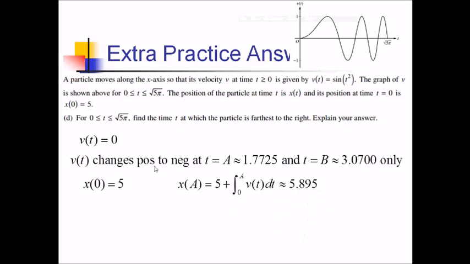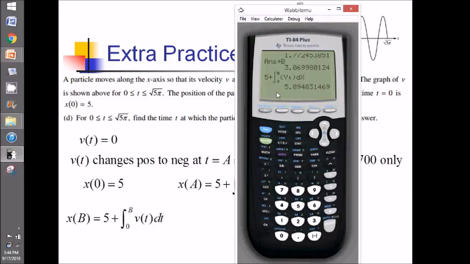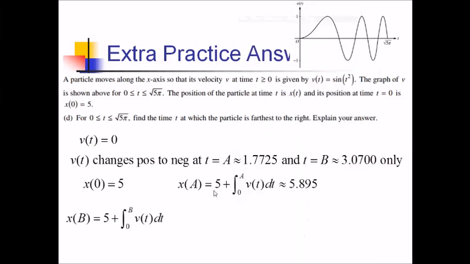And now let me do x of b. That's going to be 5 plus the integral from 0 to b of velocity. And on my calculator, to save a little time, I'm just going to scroll up here, yank that input from before, and I'll just change this a to a b. Boy, I'm clever. There we go. That comes out to 5.788. I mean, you should be trying to save time on these.